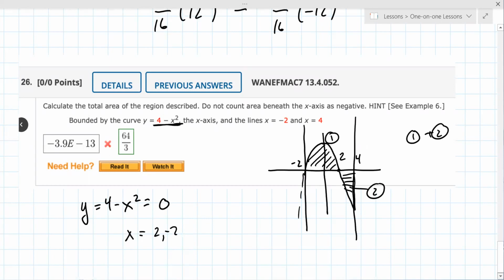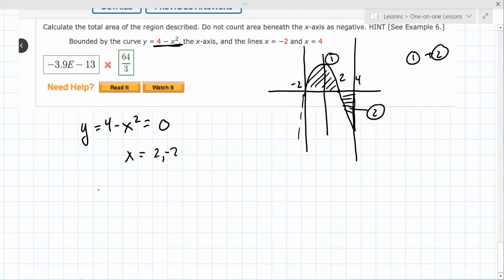So first thing is we're going to integrate. Wait, why is it -2 to 2? Isn't it -2 to 4? It is, but we're asking, where does this graph hit the x-axis? And it hits it there at 2, but it says we're going to 4. That's why there are these 2 regions. So you have to figure out where it hits the axis, and then figure out where the other region will be.